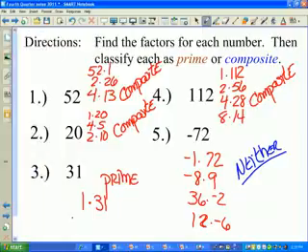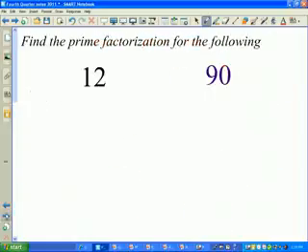Okay? So we can still find factors of numbers, but when it comes to classifying if it's prime or composite, you have to follow the definition. A, it has to be a whole number. B, it has to be greater than 1. Okay? So after we looked at that, I wanted to touch on prime factorization.